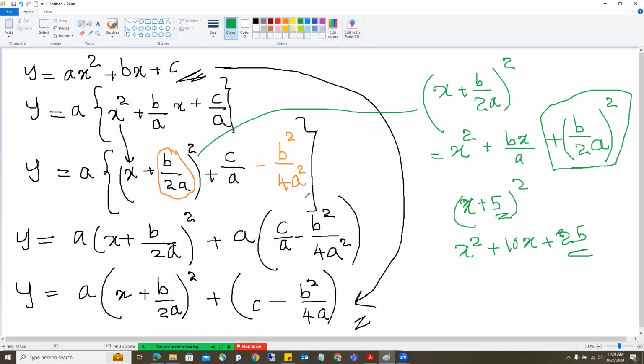Is it clear now? Yeah. Okay. That's what we normally do as how to convert the standard form quadratic equation to a vertex form.